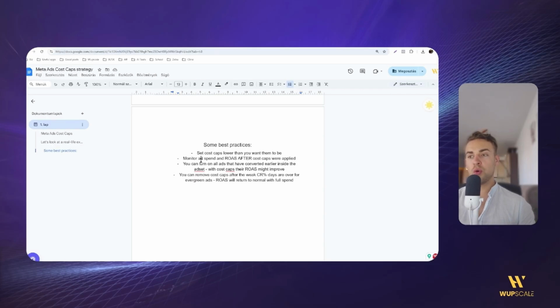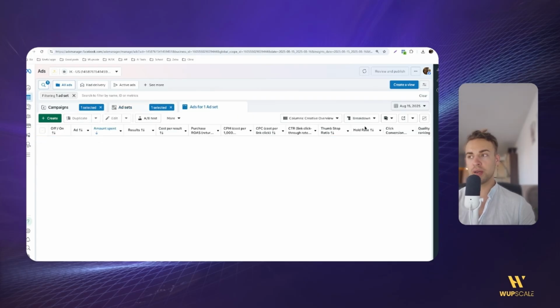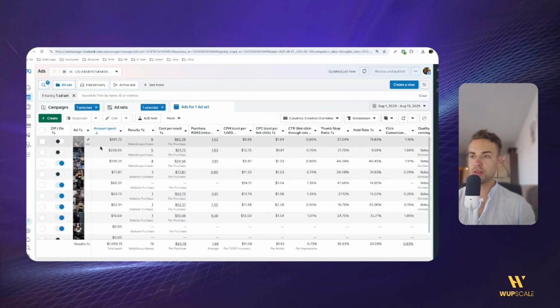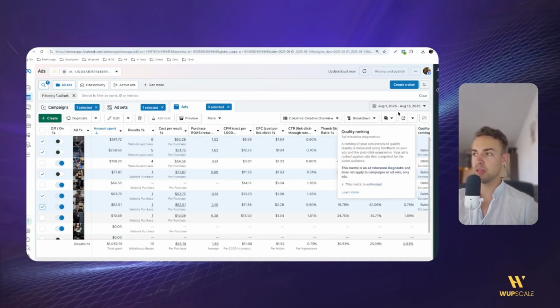So you can turn on all ads that had converted earlier inside the ad set. With cost caps, their ROAS might improve. So again, if we go back to the practical example, before the cost caps, in the first 2 weeks, I had these ads that were not getting the best ROAS. These were all below the 2x benchmark. At least 2x is what we like to get.